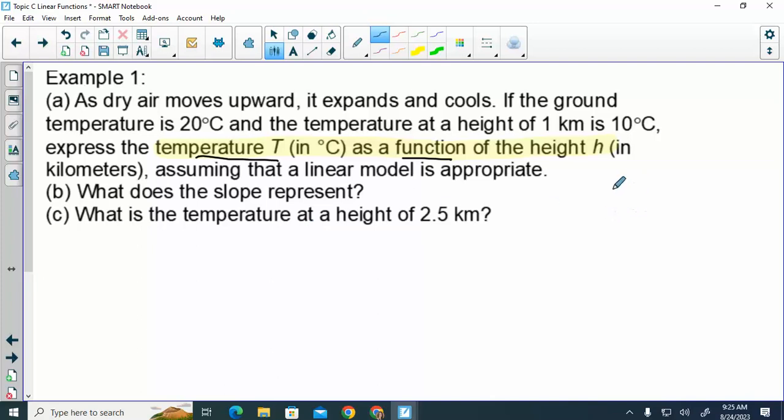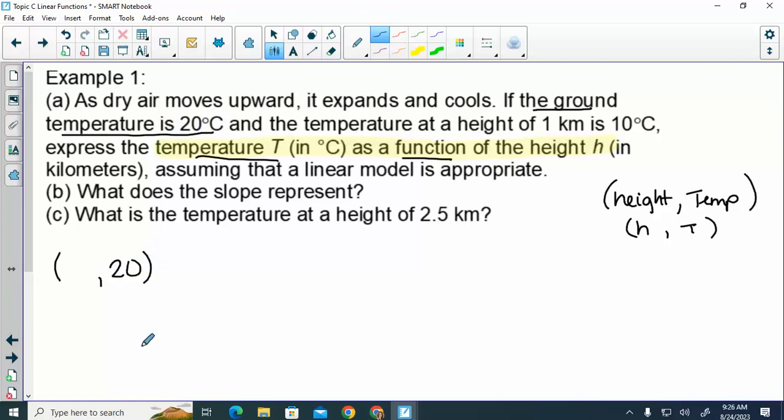So in your ordered pairs, I am telling you that the y value is my temperature. So my x value is the height. All right, I've also given you variables to use. So am I asking you to use x and y here? No. I want h for the x and t for the y. So using that, let's get our order pairs. The ground temperature is 20 degrees Celsius. So the temperature is 20.